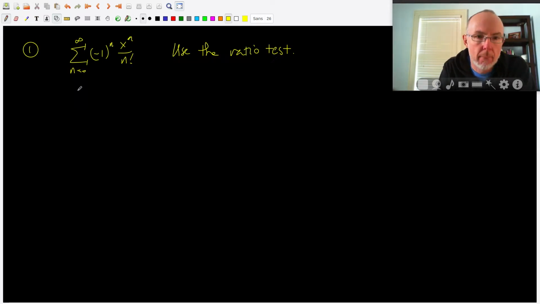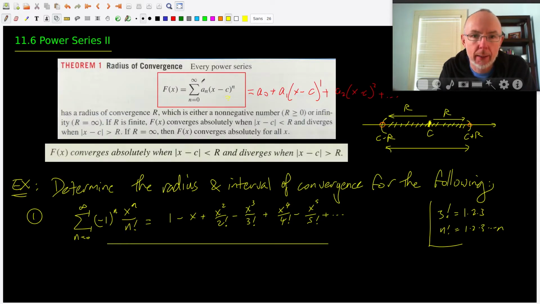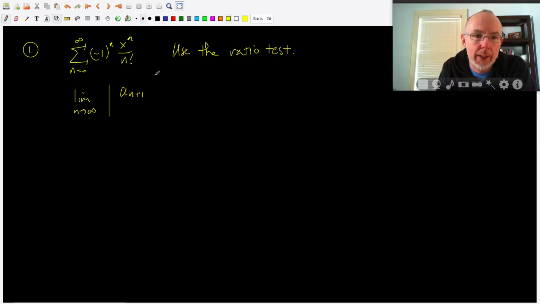So let's do that. We're going to take the limit as n tends to infinity of these consecutive terms. So remember, it's a sub n plus 1. Looking back here, this is our nth term. And I haven't said it, but what's the center of this series? Well, the center here is 0, because I've put c equal to 0 there. But the nth term is everything in that yellow box.